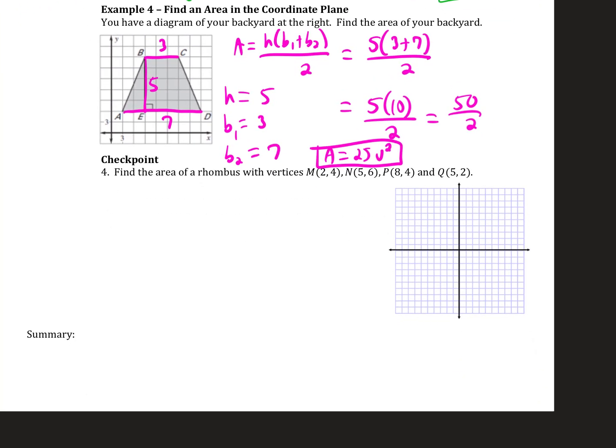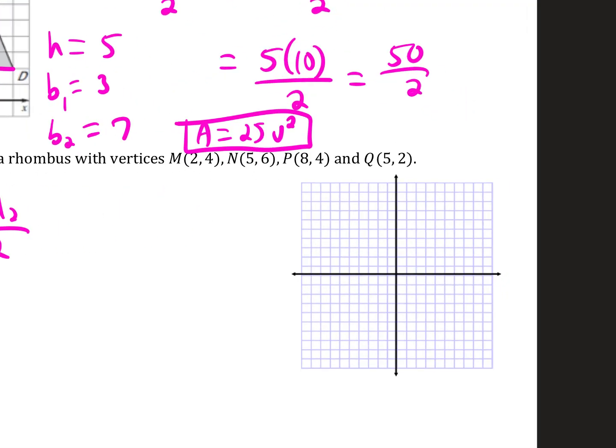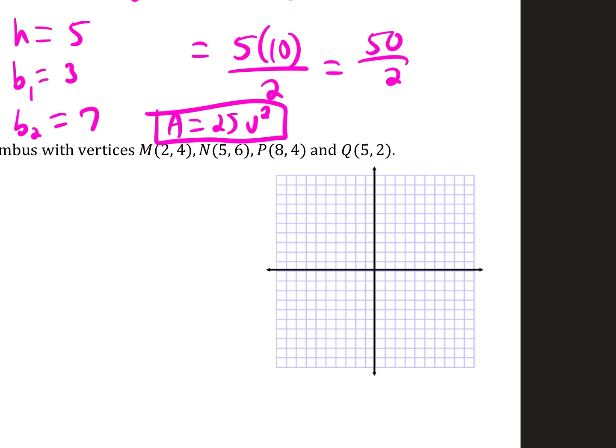Okay, sounds good. Now this other one, the checkpoint, we want to try this one too. We're graphing these points and trying to draw a rhombus. So we're going to use the formula area equals diagonal 1 times diagonal 2 all over 2. And we need to figure out diagonal 1 and diagonal 2. Why don't you guys give it a try, see how you do. All right, let's graph these points. So we have (2, 4), right 2, up 4. We have (5, 6), right 5, up 6. We have (8, 4), right 8, up 4. Okay, and then we have (5, 2), right 5, up 2.